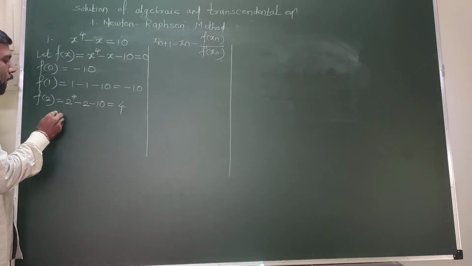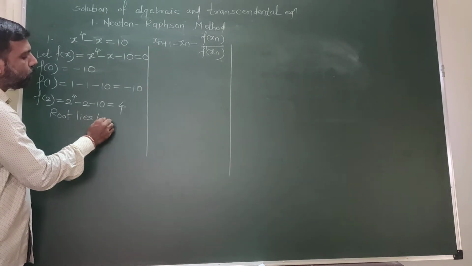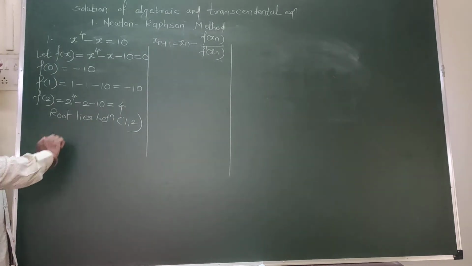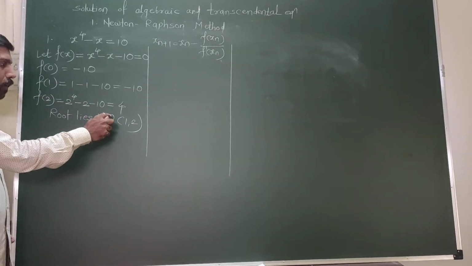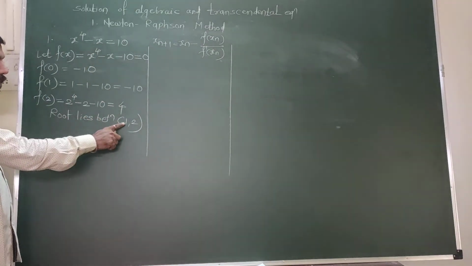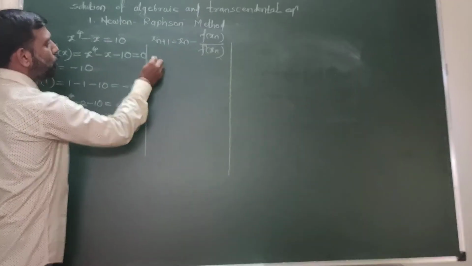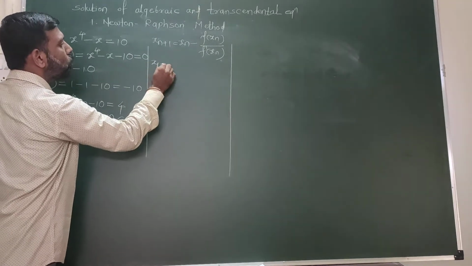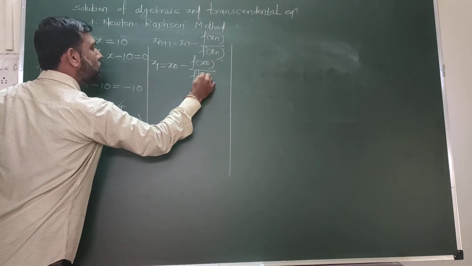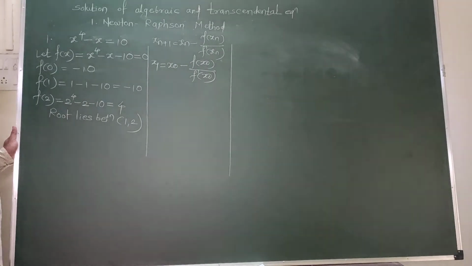Now at this step, we claim the root lies between 1 and 2. So this is our interval, 1 and 2. In this interval, one root lies. Now we'll discuss what that root is. In this formula, substitute n equals 0. So for the first approximation, we have x1 equals.